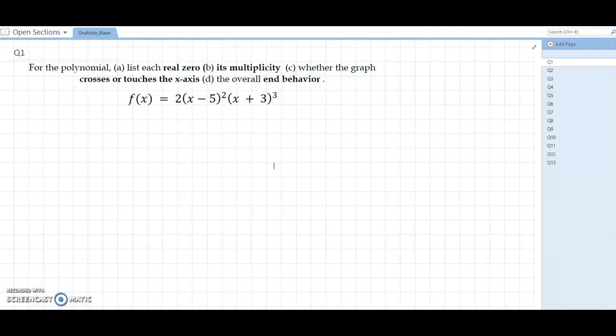We are doing a review for college algebra, test number 4. First question. We have been asked to find the real zeros of this function.